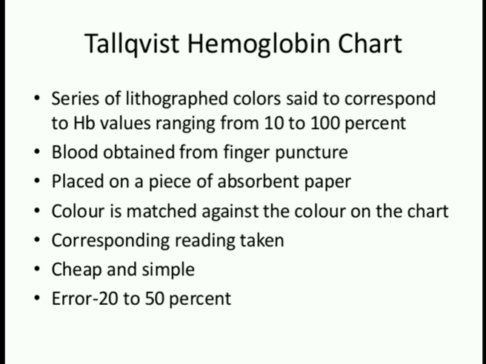Next we have is Tallqvist hemoglobin chart method. Here, a series of lithographed colors said to correspond to the Hb values ranging from 10 to 100% is available. Blood is obtained from the finger puncture, then placed on a piece of absorbent paper. Then the color is matched against the color on the chart. Corresponding reading is taken. This is a cheap and simple method, but the disadvantage is error can take place from 20 to 50%.